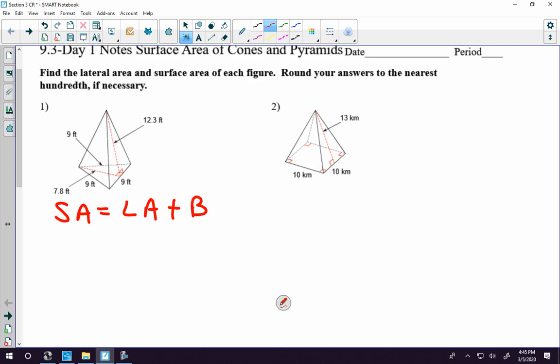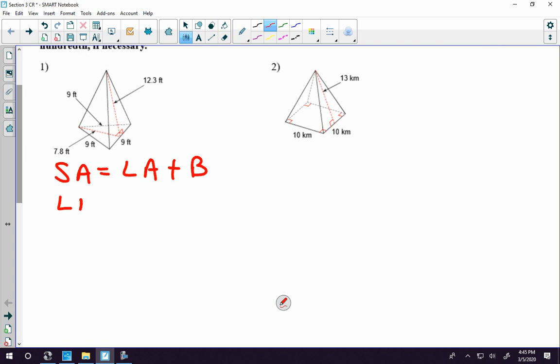Okay, so the lateral area for this pyramid, or for any pyramid, you will take the perimeter of the base times the slant height and divide that by 2. So we first need to find the lateral area, or the area around the pyramid, before we find the area of the base and add those together to get the surface area. So we'll start with the lateral area.